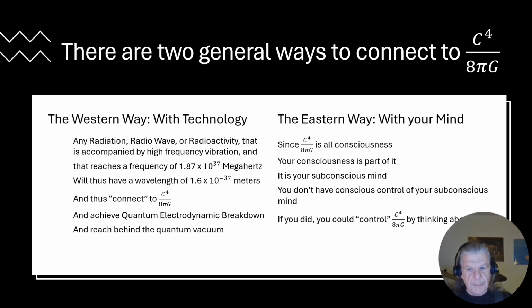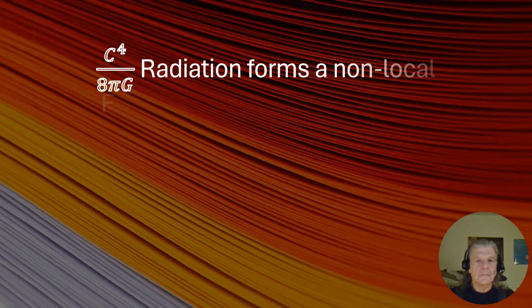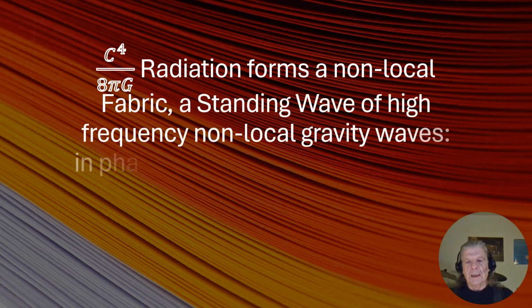Now, in the Eastern way, since c to the fourth over 8 pi G also contains all consciousness, as well as the four major forces that it unifies at this high frequency, your consciousness is a part of it. It is your subconscious mind. You don't have any conscious control of your subconscious mind. If you did, you could control the superforce by thinking about it.